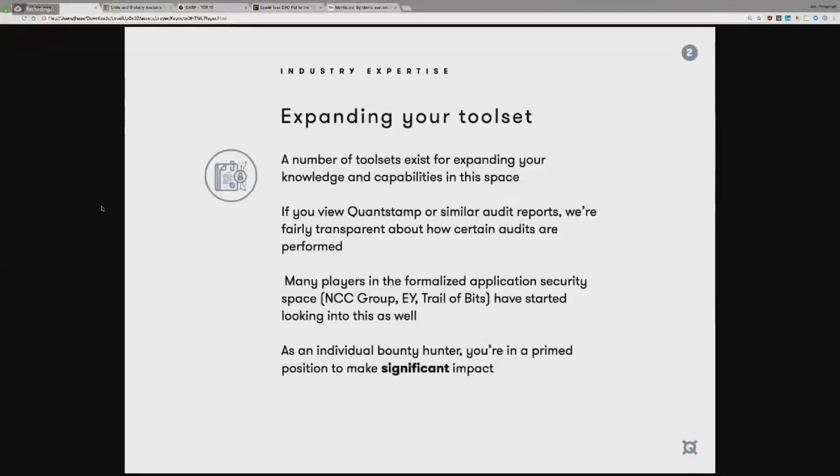So as I said, as an individual bug bounty hunter, if you're interested in this field, you're primed to make an impact. I would say, yeah, go through, look at what Trail of Bits is putting out. They've got Manticore. They've also got Echidna, which is their fuzzing utility. A number of other tool sets exist, Oyente, Mythril, and you can go through these tool sets and look at what they do, and a lot of them are super useful in order to find smart contract security flaws.